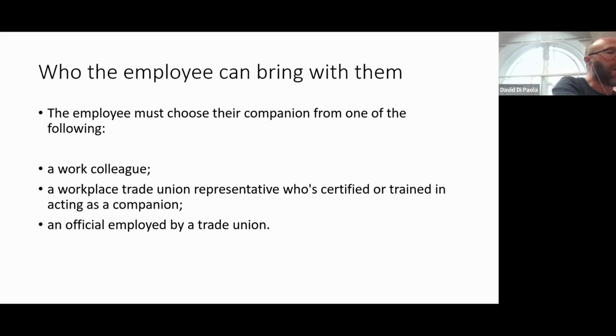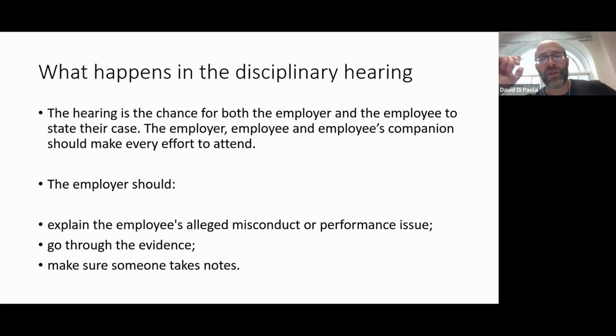The hearing is a chance for both the employer and the employee to state their case. So in a disciplinary hearing, the employer should say to the employee, well, we believe we've got evidence to suggest you've been bullying this colleague or whatever. The employer should explain carefully to the employee what the issue or performance issue is, go through the evidence, and as we've been saying with the grievance procedure as well, there should always be a second person there to make sure that somebody is taking notes.